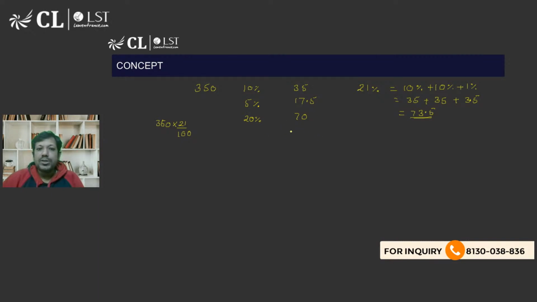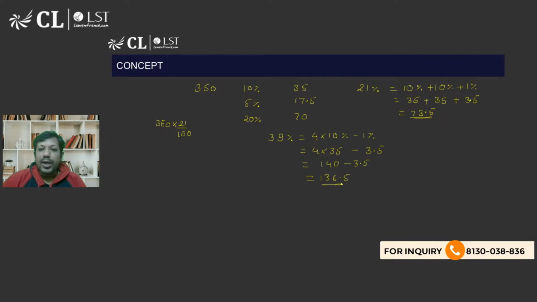For example, now the question says I want to calculate 39%, some random percentage of 350. So what am I going to do? 39%, I'm going to write as 4 into 10%, that is 40% minus 1%. So 10% of 350 is 35. So 4 into 35 is what? That is going to be 140, right? Minus 1%. 1% of 350 is 3.5, minus 3.5. So this value comes out to be 136.5.